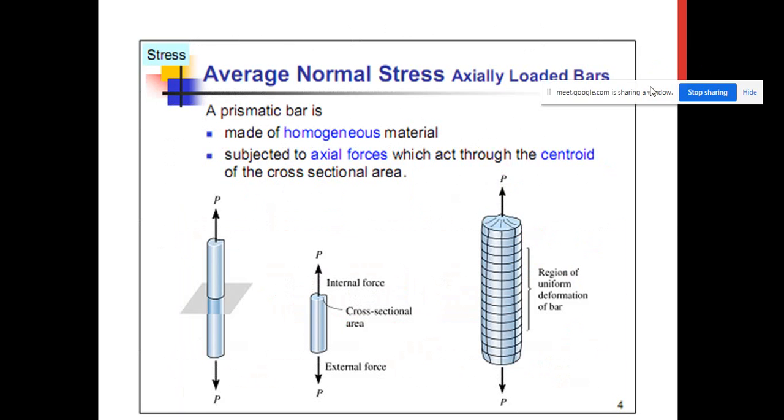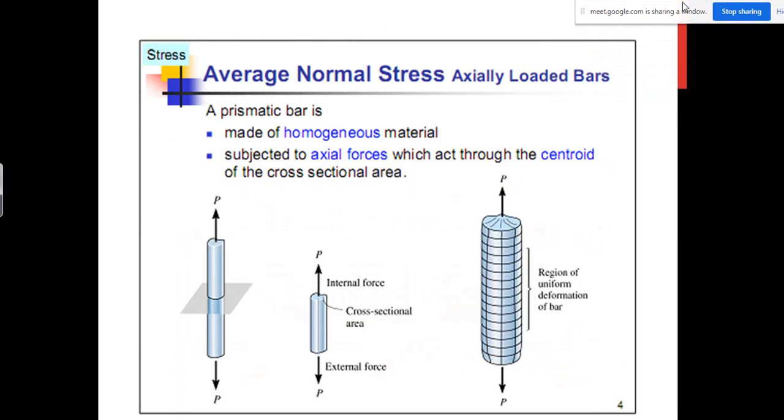Now we will proceed with the average normal stress, normal stress due to the axial load. As I said, normal stress, sigma, is developed due to axial load and also bending moment.